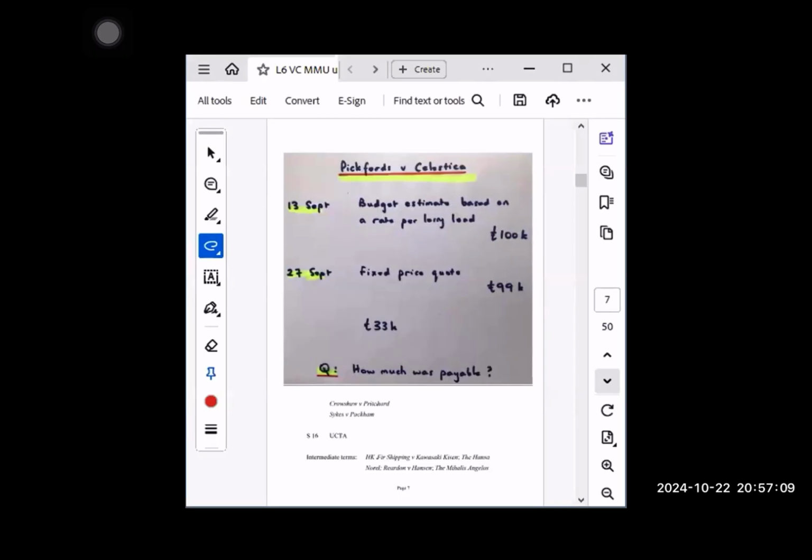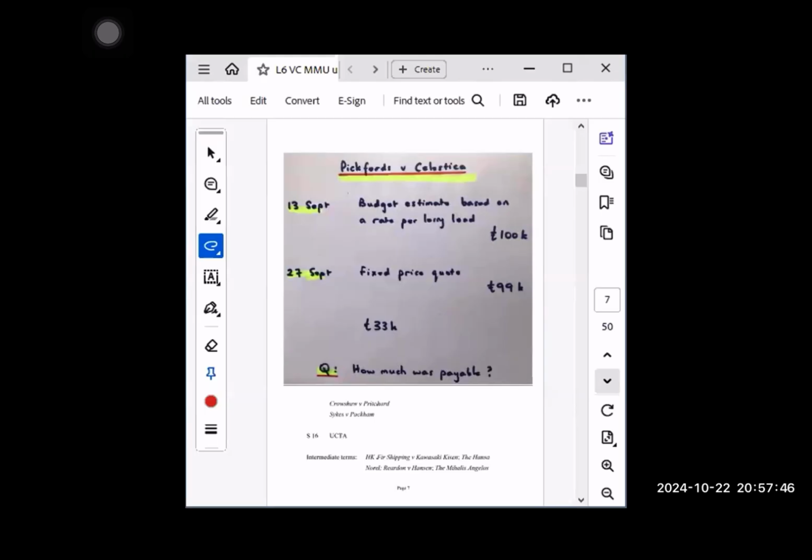The removal people did the office relocation job and they submitted the invoice for £99,000. The office refused to pay more than £33,000, in other words, the rate based on per lorry load, according to the 13th of September quote. Question for the court was how much was payable? The answer is it depends on what was the contract. In other words, where was the offer and acceptance?